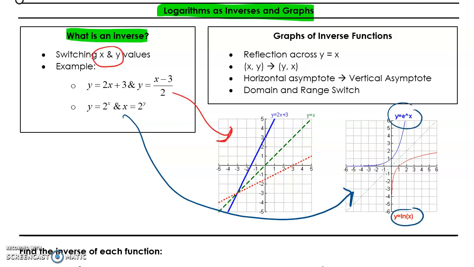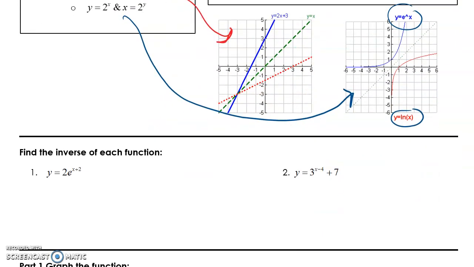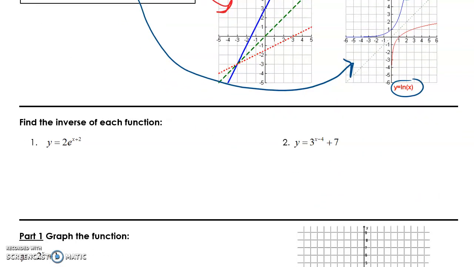For graphing the inverse functions, we are going to make sure that we reflect across the line y equals x. That means that we're taking our x and y values and switching them. Also, an exponential function has a horizontal asymptote. In a logarithmic function, that's going to switch and become a vertical asymptote, and the domain and range are going to switch as well. So let's first start off by trying to find the inverse of some specific functions.